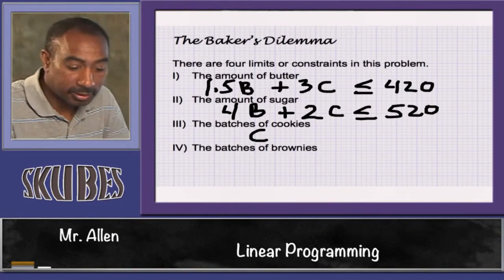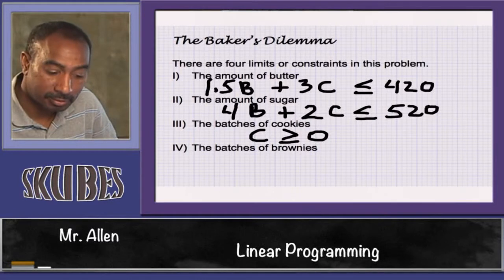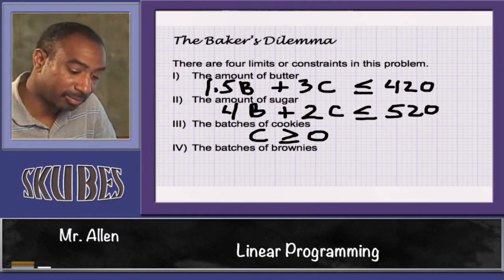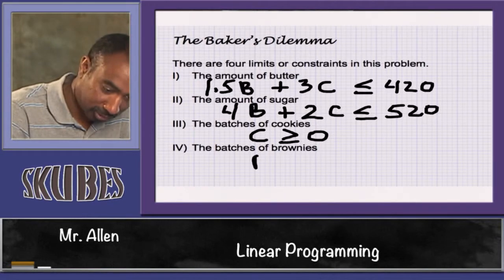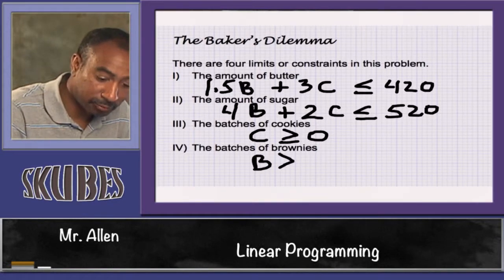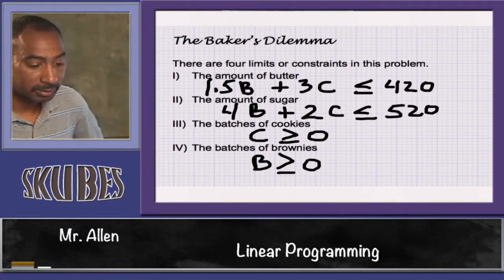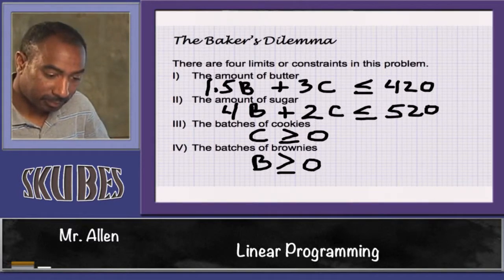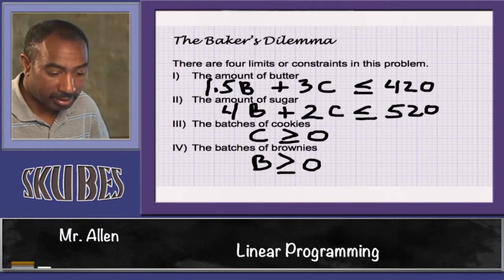Batches of cookies, C, have to be greater than or equal to 0 because you cannot have a negative amount of cookies. So either you can have none or you can have more. Batches of brownies, same thing. It's going to be a positive amount. This puts us in the first quadrant when we graph. So these are our equations, and we're going to graph these.